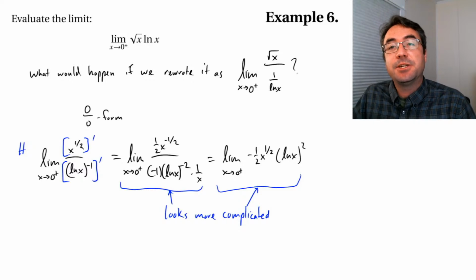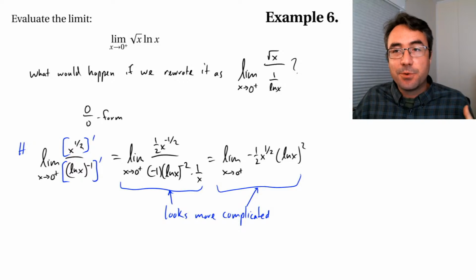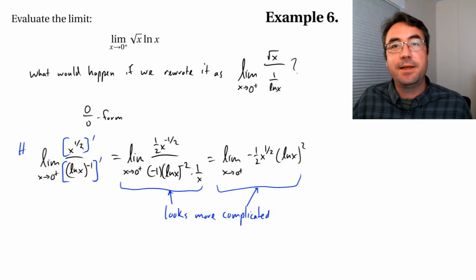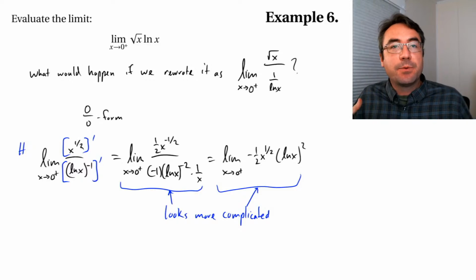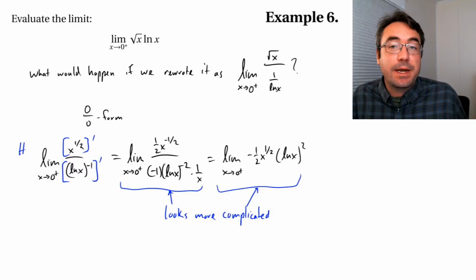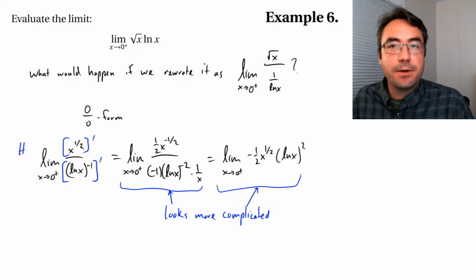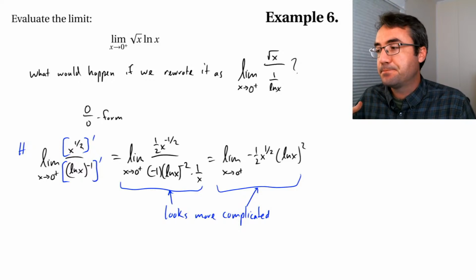So that would be an indication. If you were to choose this one first and you see that after you apply the rule things are just looking more complicated, well then try rewriting the product the other way. And we saw that that way worked out. So if one rewrite doesn't work, try the other one, and that one would hopefully work.